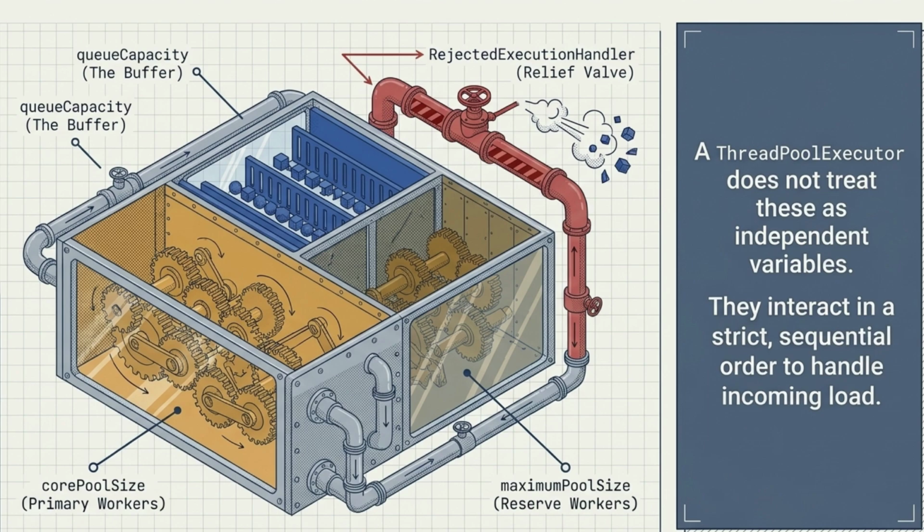So let's run a specific simulation from the sources. We're going to configure a pool. We set the core pool size to 2. We set the maximum pool size to 5. Okay. And we give it a bounded queue capacity of 3. So 2 core workers, up to 5 max workers, and a waiting line that holds 3 tasks. That is a very standard, constrained environment for testing saturation.